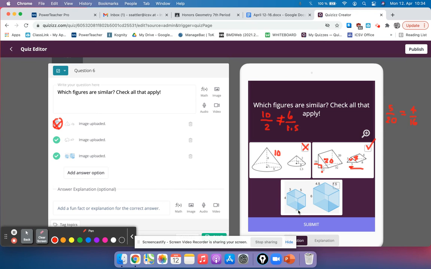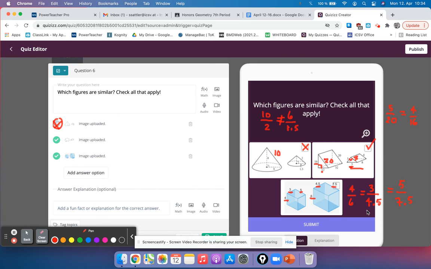For the rectangles, it's a bit easier because they're set up where you can tell which sides correspond. So the 4 and the 6, if I just compare those, they should be equal to 3 over 4.5. And those should also be equal to 5 over 7.5. And this should be easy to confirm with a calculator.